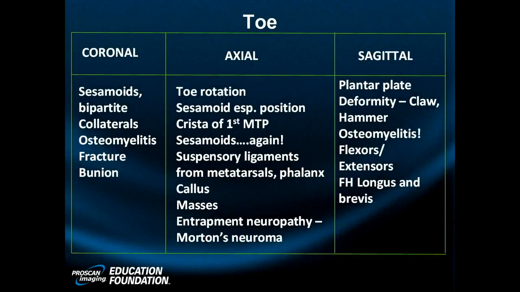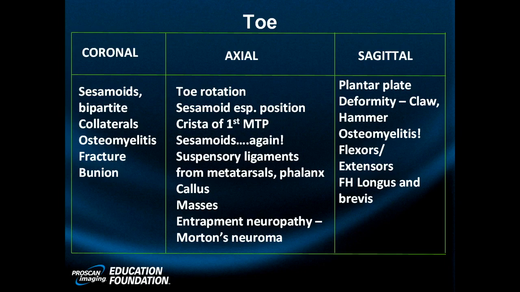Okay. We showed you a toe, more toes to come, although we are time constrained. Coronally, the view of the sesamoids for bipartite sesamoid fracture. The collaterals, true for all coronals. Osteomyelitis, although by far my favorite, is the sagittal T1. Fractures, bunions. Axial, toe position, metatarsus valgus, varus, etc.